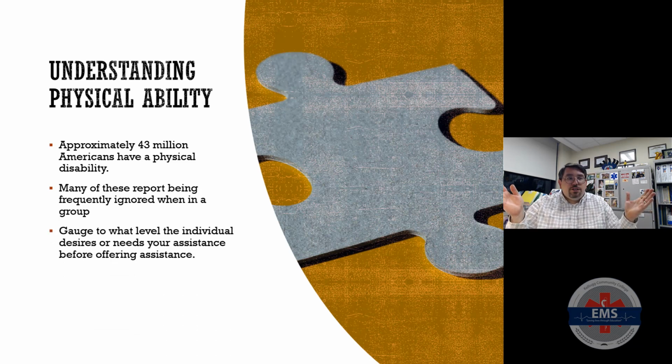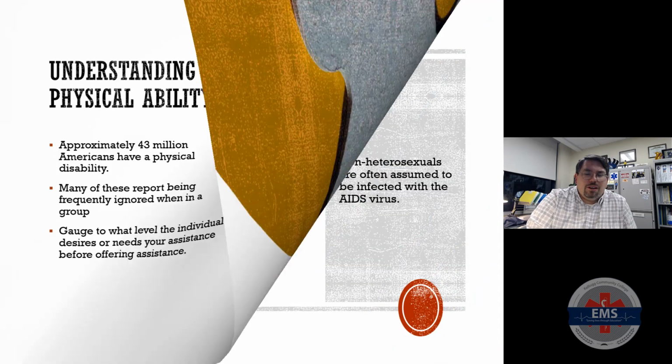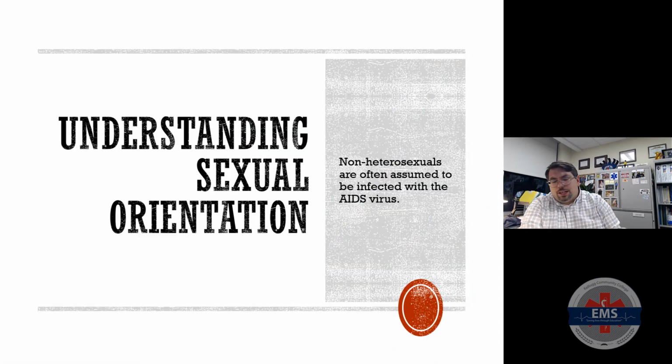And again, it gauges the level the individual desires or needs your assistance before you're ever offering assistance either. You don't want to offer stuff up, assume someone needs this, like, oh, do you need extra time on your test? Do you need to read? Don't assume those things. Ask them if they have maybe an IEP, an individualized education plan, or they've got some type of 504 or documented disability on file. Those are the key things that we're looking for.